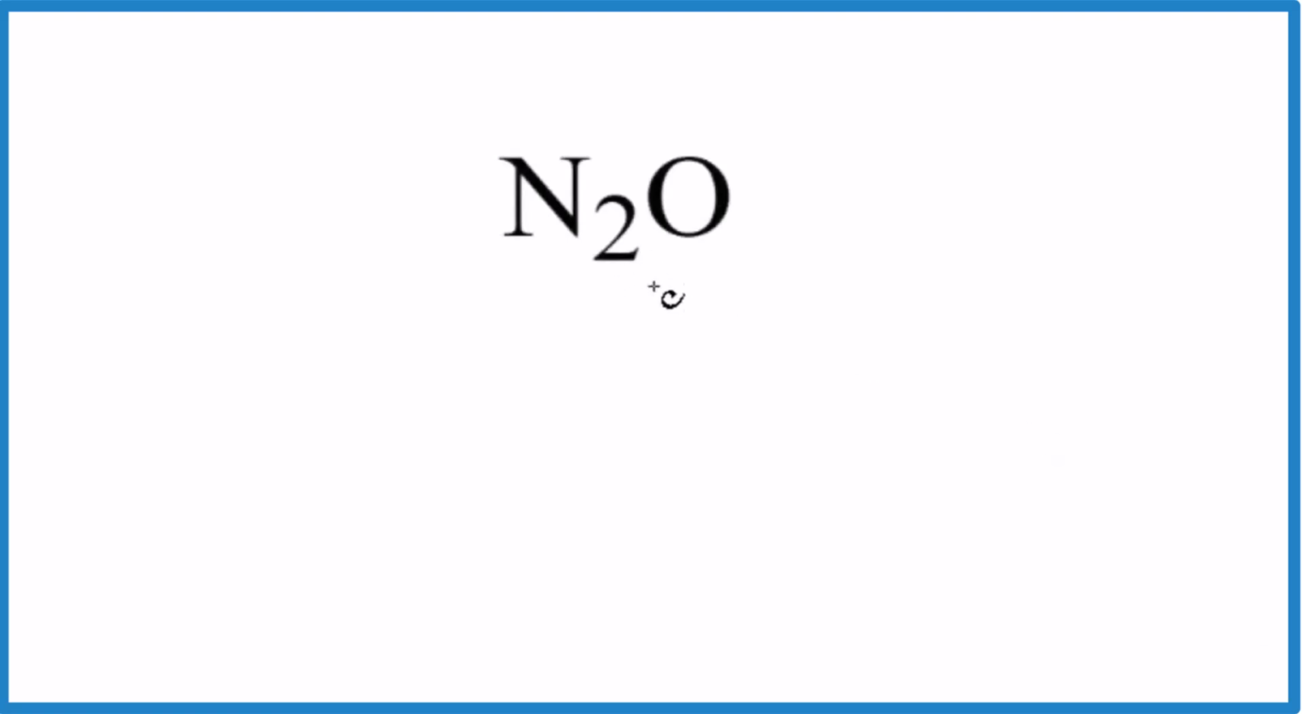In this video, we'll draw the resonance structures for N2O. This is dinitrogen monoxide. It's also called nitrous oxide. So let's first count up the electrons, then draw some resonance structures.